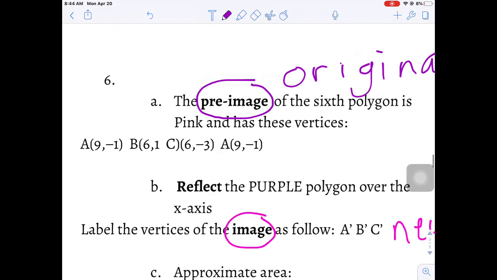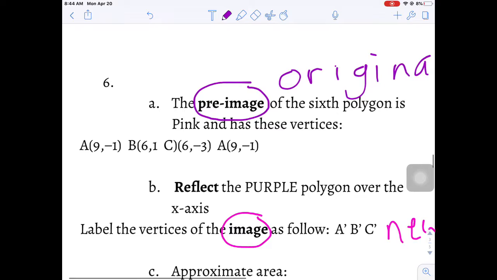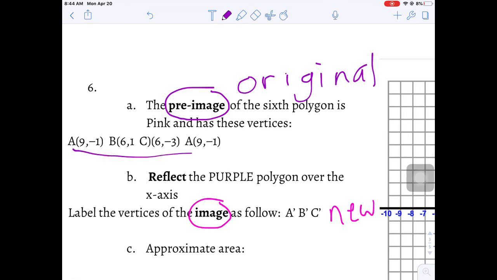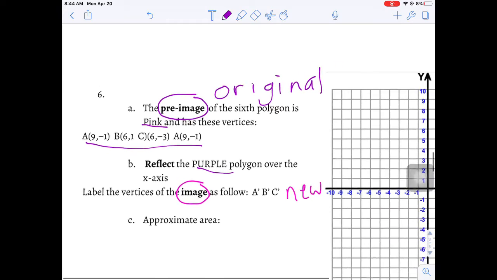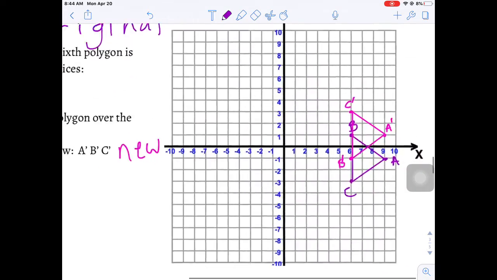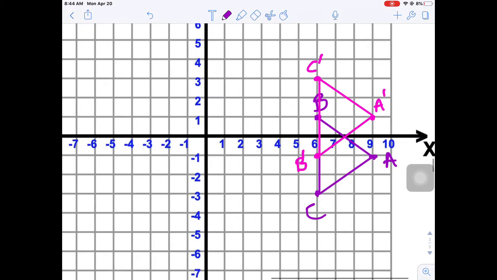Just go by number, that way it's easier for you to identify. The purple triangle was the original. It's called the pre-image. So there should be a purple triangle, and it was supposed to be pink. But I made pink and purple, so it's all confusing, huh? Okay, that was completely my bad. So, the purple triangle, it's kind of backwards. It's the original. So, here's what the purple triangle ended up looking like.